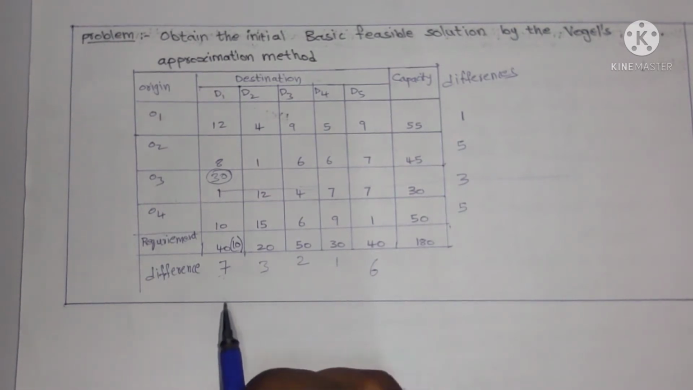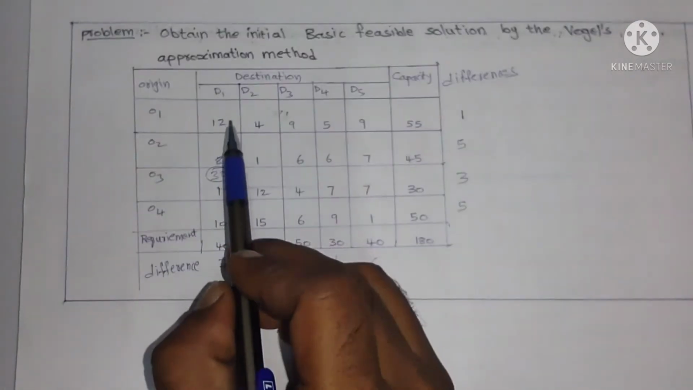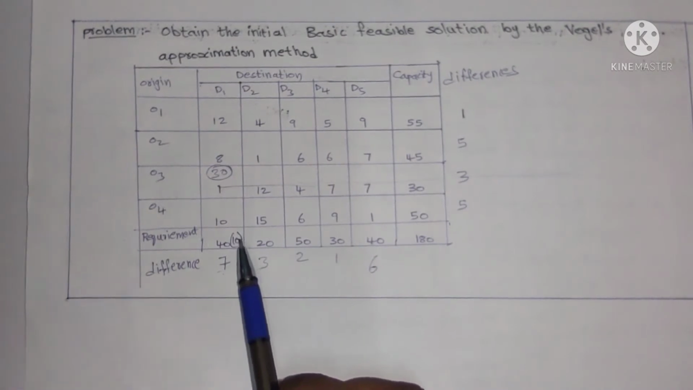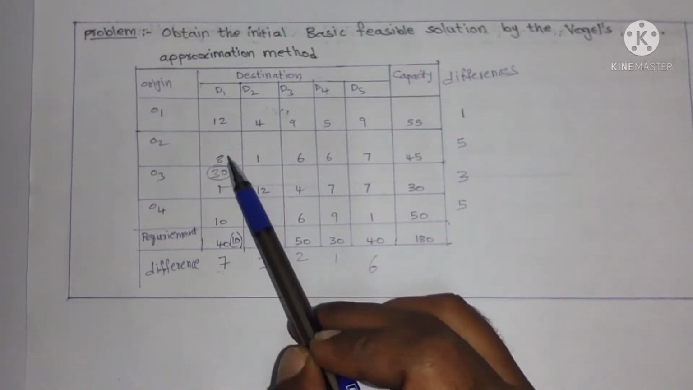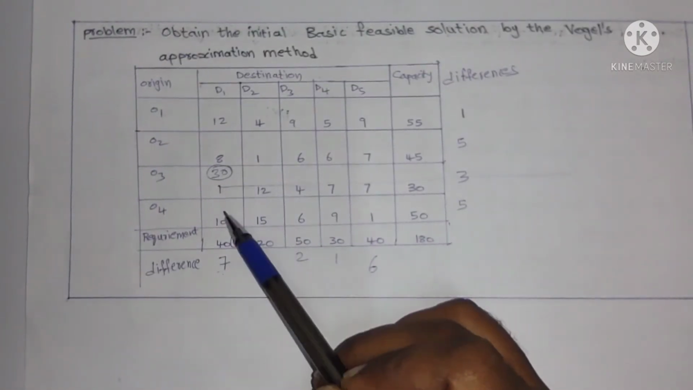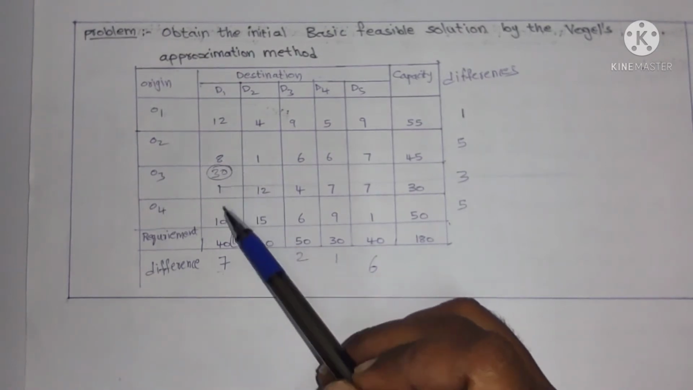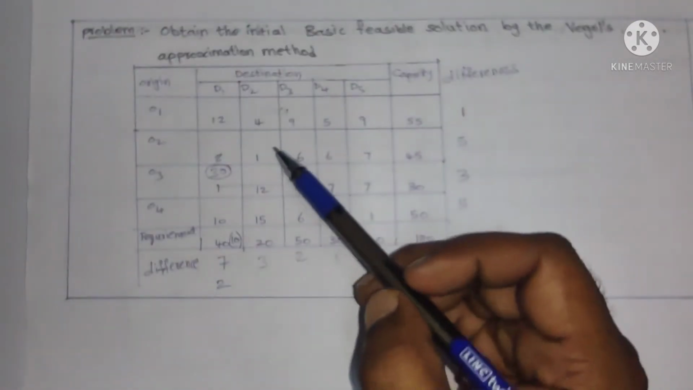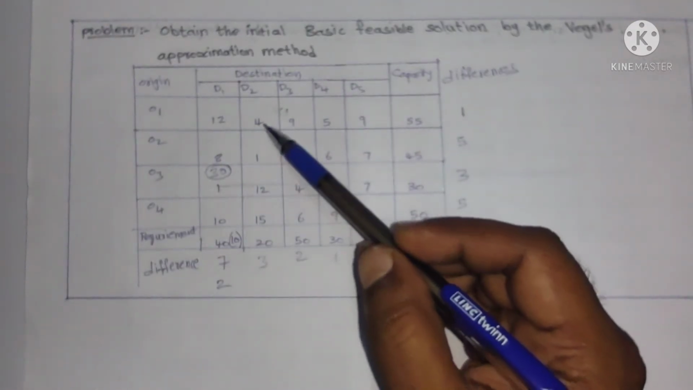Now what is the first step? Again we have to find out the differences. What is the difference between the two cheapest cells in the first column? What are the first column values we are having? 12, 8, 10. Among these, what are the two cheapest cells? 10 and 8. What is the difference between 10 and 8? 2. Next, in the second column, what are the two cheapest cells? 4 and 1. The difference between those two is 3.